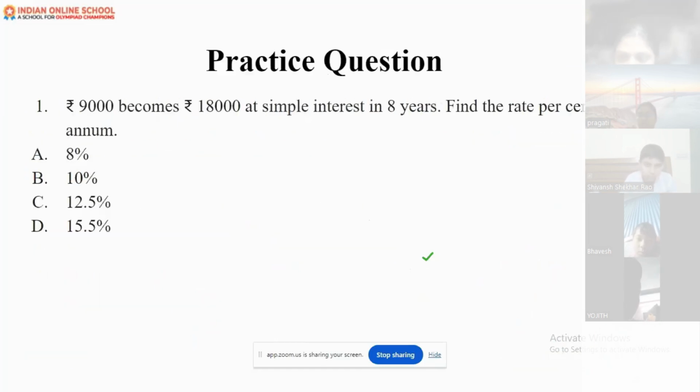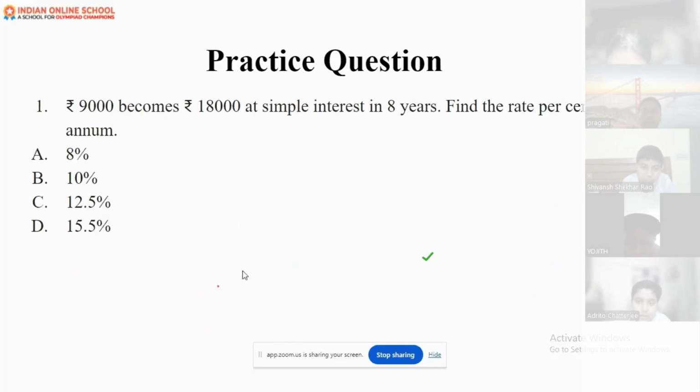So what have you understood? Has everyone got it? What is the difference between simple and compound? Yes, ma'am. Yes, ma'am.